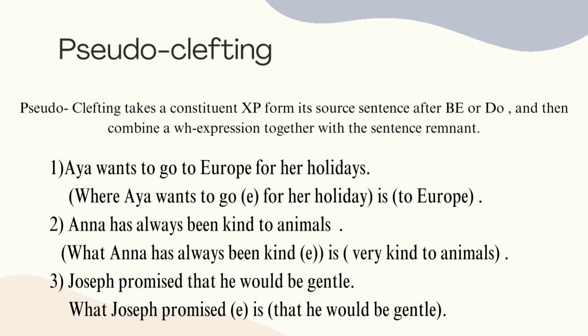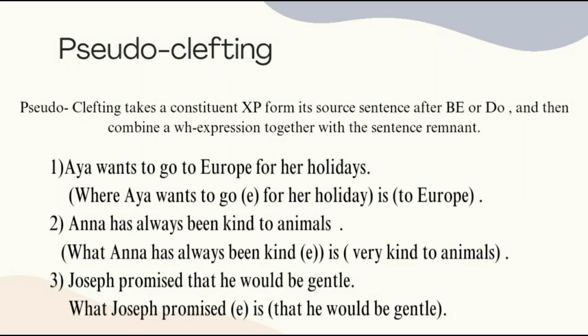Pseudo-clefting is similar to clefting. It takes a constituent and places it at the end of its source sentence after be or do. For example, Aya wants to go to Europe for her holidays. So we are going to change this sentence into where Aya wants to go for her holiday is to Europe.